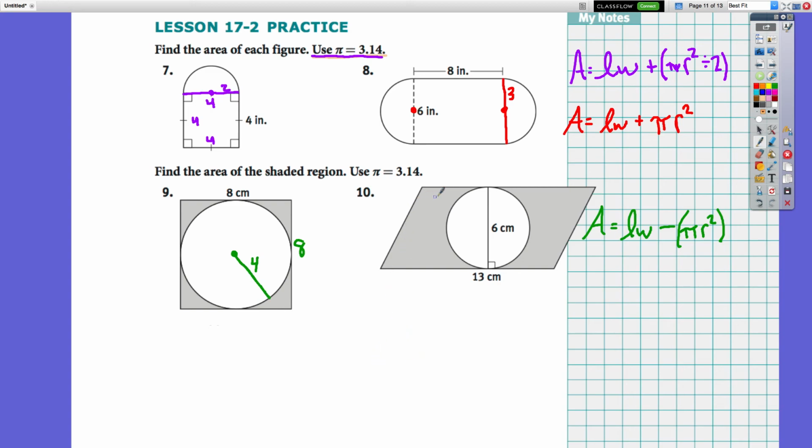The very last one has a parallelogram with an embedded circle. Now it's an entire circle, so we don't need to change our formula. But from the first lesson, guys, the area of a parallelogram is simply base times height, the base of 13, and we see a height of 6. And again, much like number 8, if we have a height of 6 or a diameter of 6, we have a radius of 3. So this would be base times height minus pi r squared.